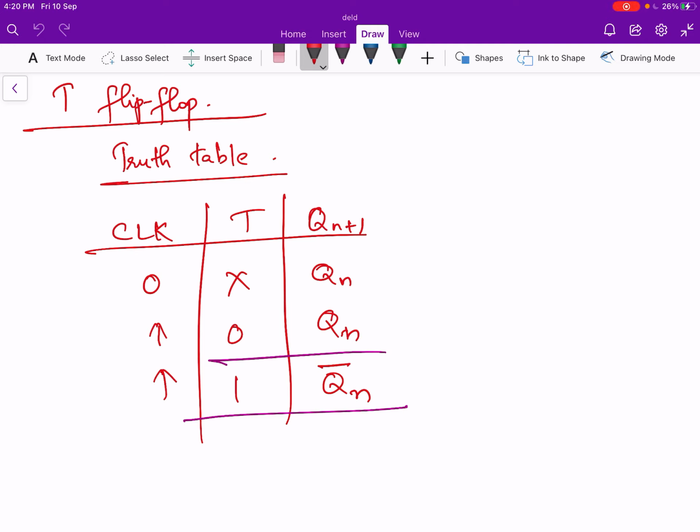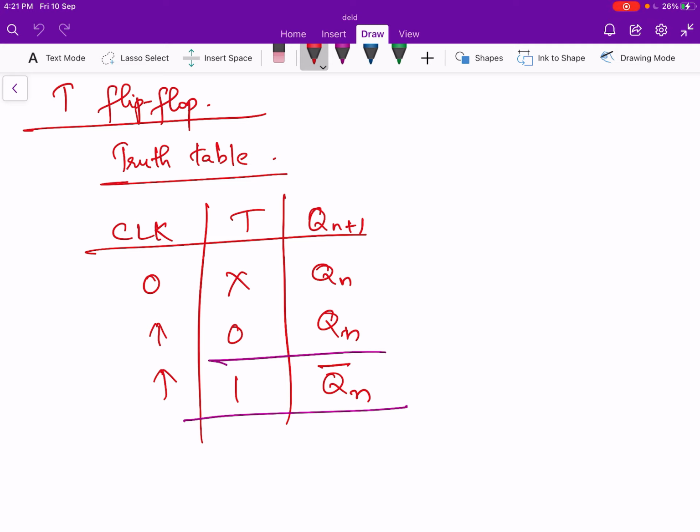Hello everyone, in this video we'll see the characteristic table and excitation of T flip-flop or the toggle flip-flop. So if we want only toggling action, we'll be using the T flip-flop or the toggle flip-flop. So the truth table corresponding to T flip-flop is like this. That is, if no clock pulse is given, then whatever be the value of T, output Qn plus 1 will be equal to Qn. So that is, it will act as memory or it will hold the state.